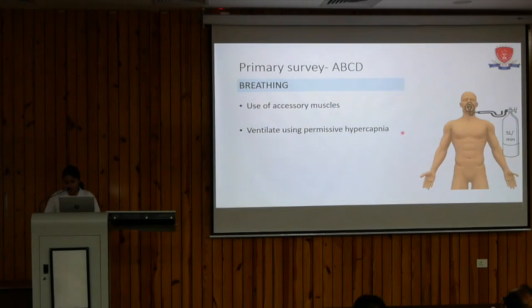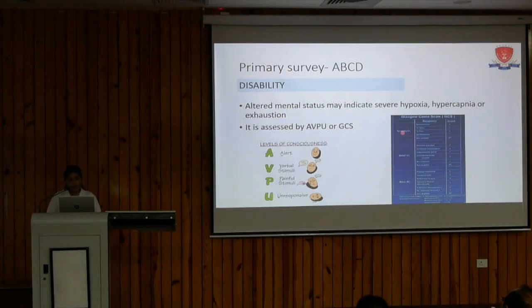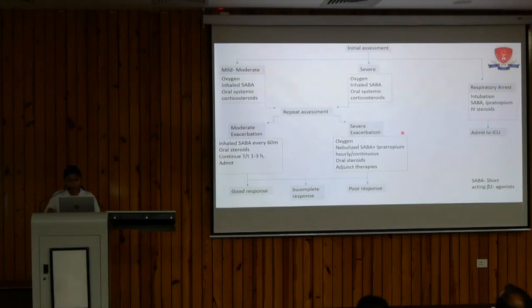For breathing, we check for use of accessory muscles, and ventilation can be done using permissive hypercapnia. C stands for circulation and refers to optimization of cardiac output with IV fluid bolus or inotropic support. Lastly, disability refers to altered mental state, which may indicate hypoxia, hypercapnia, or exhaustion. It is assessed by AVPU, the Alert Verbal Pain Unresponsive scale, or GCS, which is the Glasgow Coma Scale.